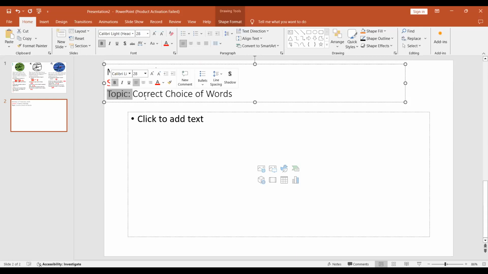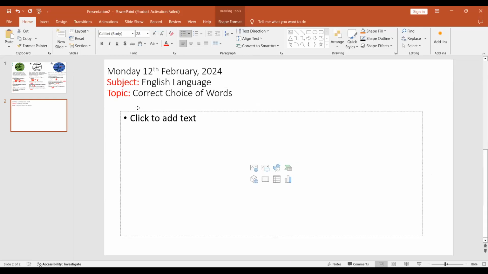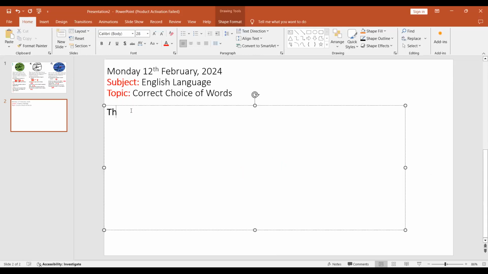So there are several very common words. Write these notes down for me, please. There are several very common words that candidates, you who are taking the exam, frequently confuse with one another.